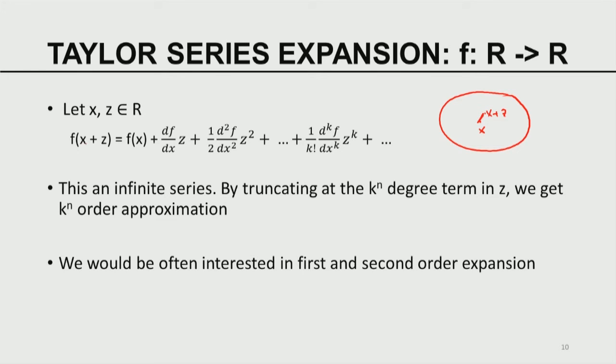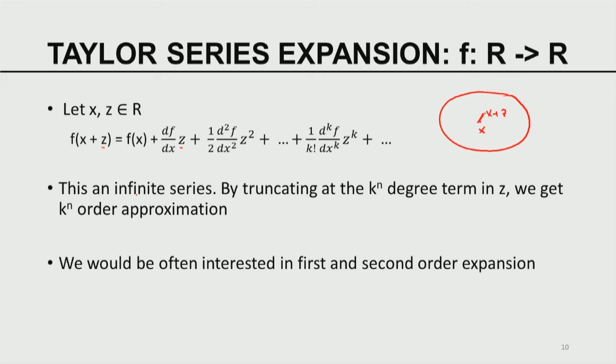So the value of the function at a neighborhood point is given by the value of the function at the point plus the derivative times z. You can think of z as a perturbation. So the first derivative times the perturbation, the second derivative times the square of the perturbation, the kth derivative times the kth power of the perturbation. This is a Taylor series in a small neighborhood; under appropriate conditions this series will converge. This is one of the fundamental theorems in calculus. This is an infinite series.